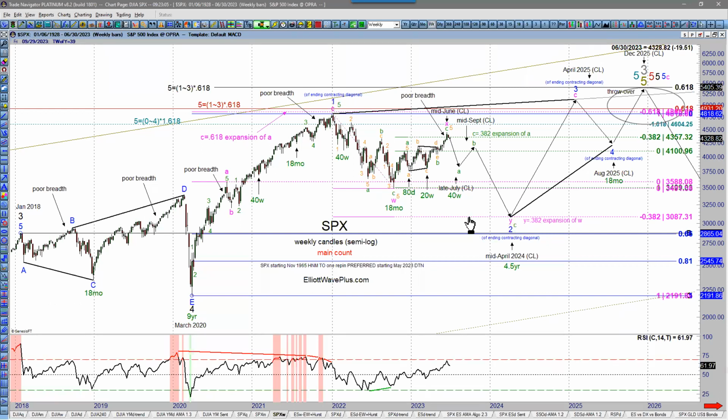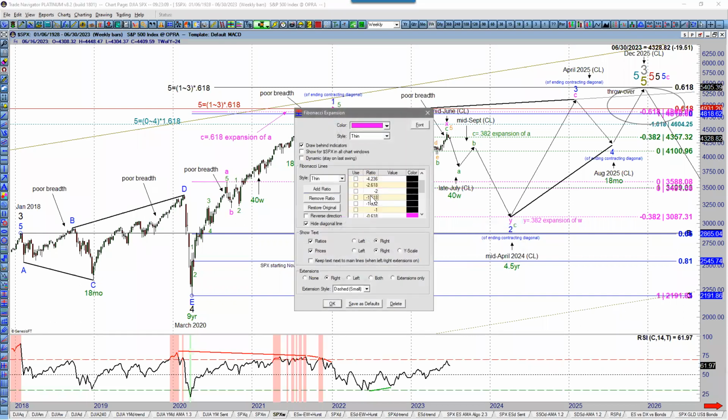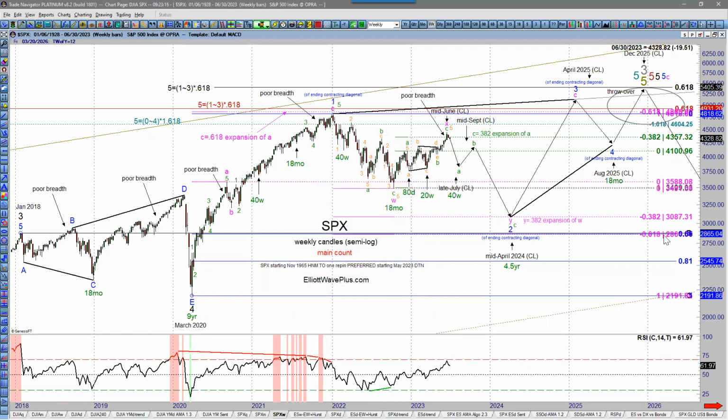There'd be another one even lower. For instance, we could look for a 0.618 expansion, which showed up right here. But the minimal expectation for the end of this wave 2 of this ending contracting diagonal would be with the S&P moving down to 3087 next, and basically bottoming there as the next Hurst 4.5-year cycle trough.